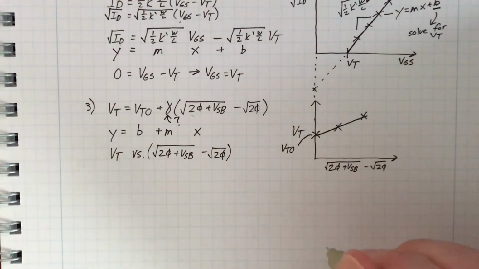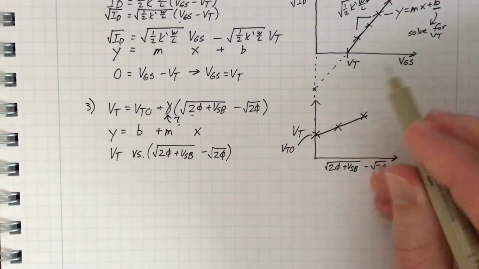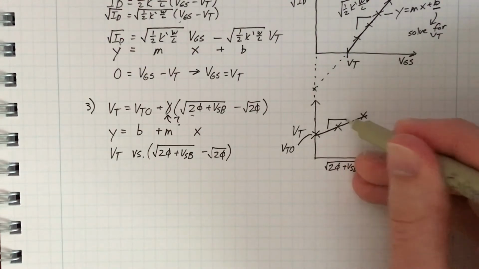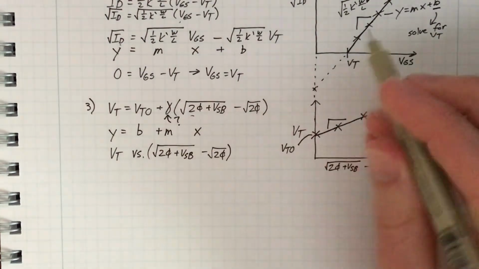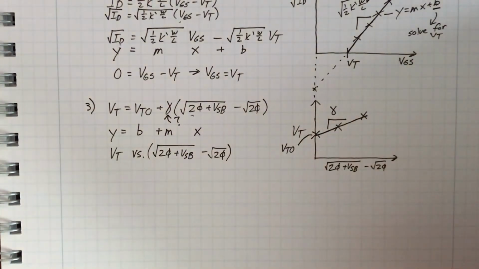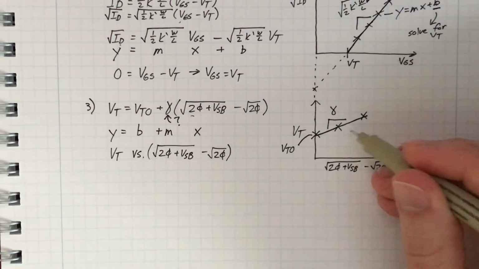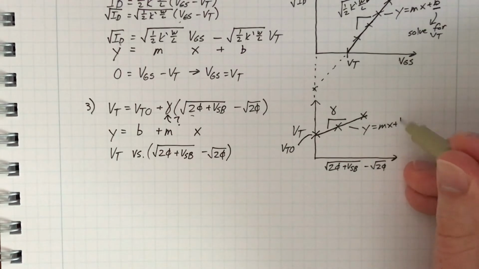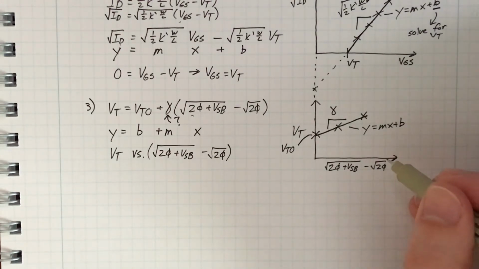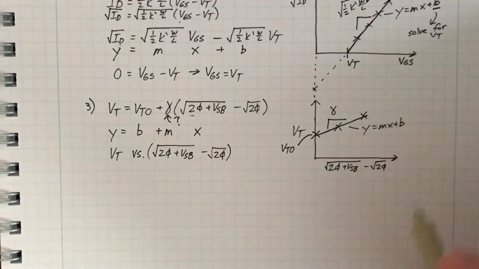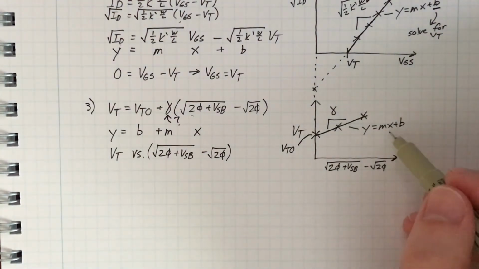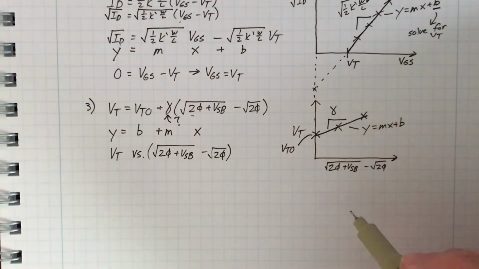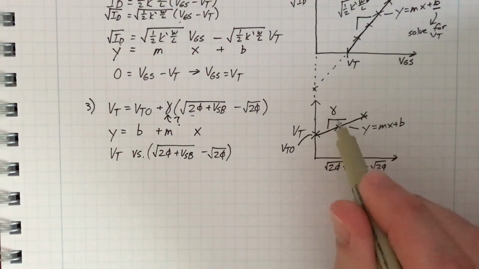So you can get VTO from that, along with the slope here corresponds to gamma, like so. And so we get y equals mx plus b from the best fit line in Excel or MATLAB or whatever tool you use, and you can map m to gamma and b to VTO, and that's how you can figure out the body effect coefficient, gamma.